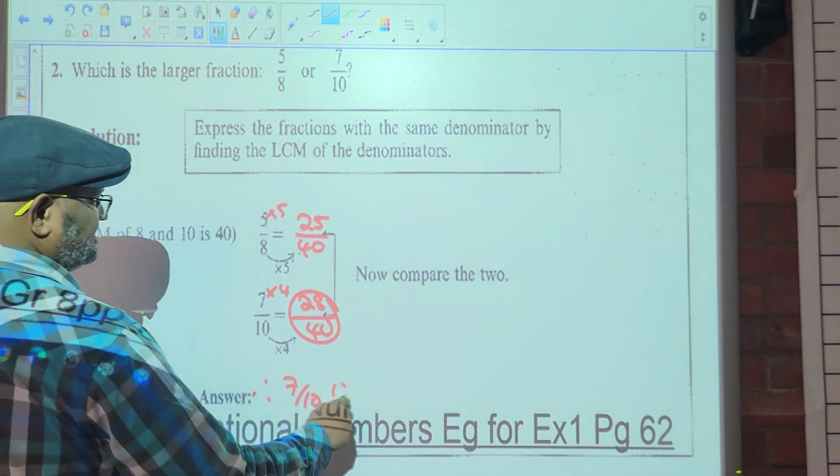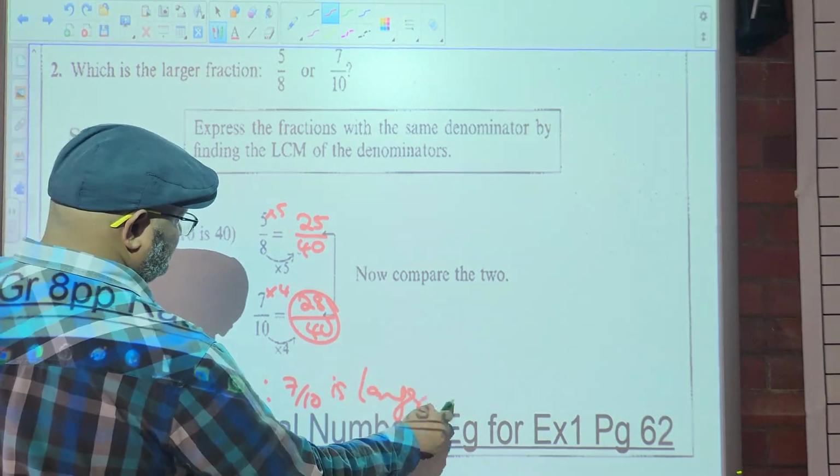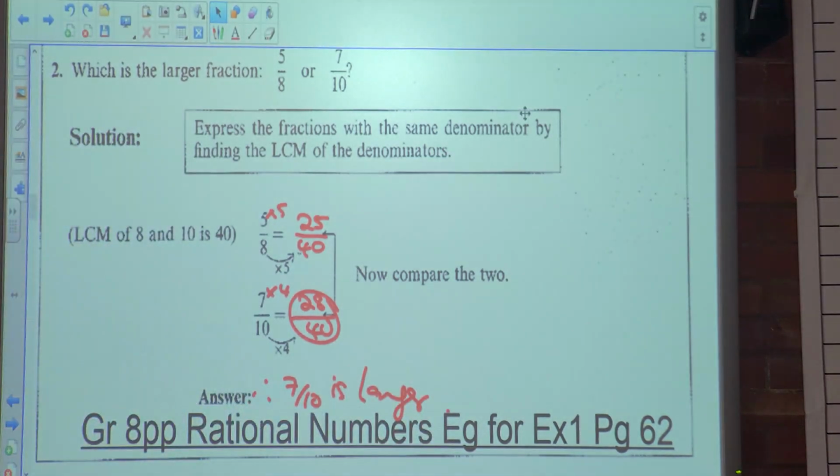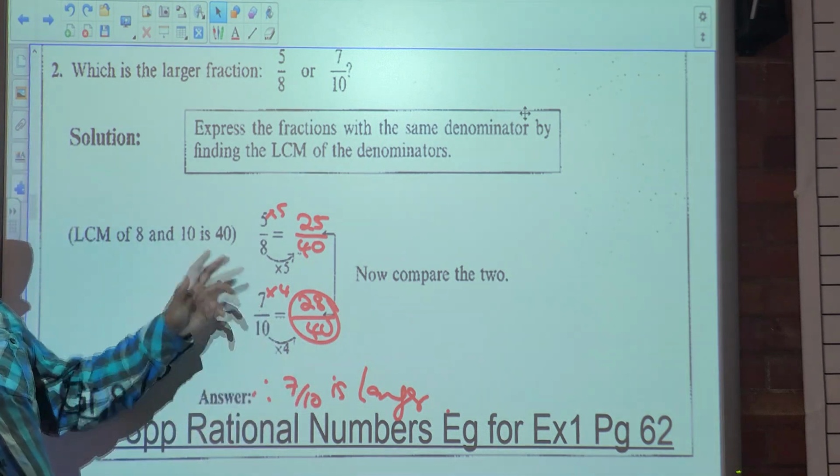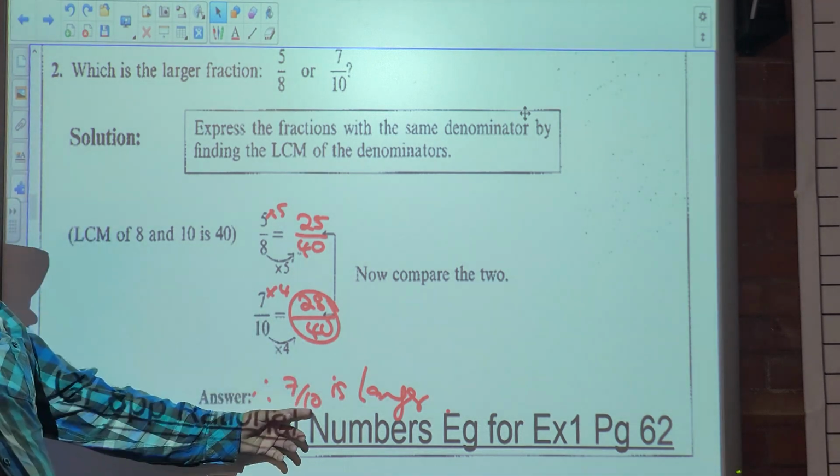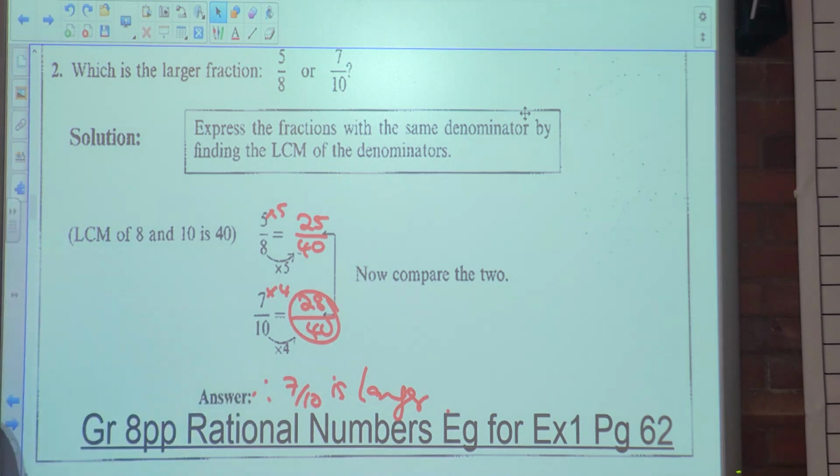So therefore, 7 over 10 is larger. Do you guys understand? And when we answer the question, we write it in the fraction format that it was given. Yes, Michael.